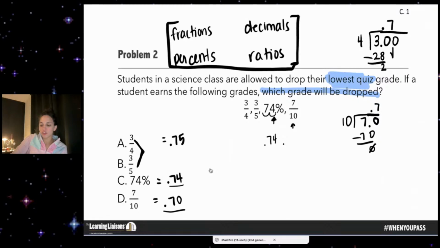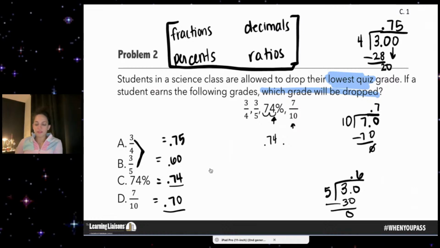Add another 0 and drop it. 4 can go into 25 times, hence the 0.75. Let's do the same thing with 3 divided by 5. Decimal 0, 5 can go into 30 6 times, and that is my answer.